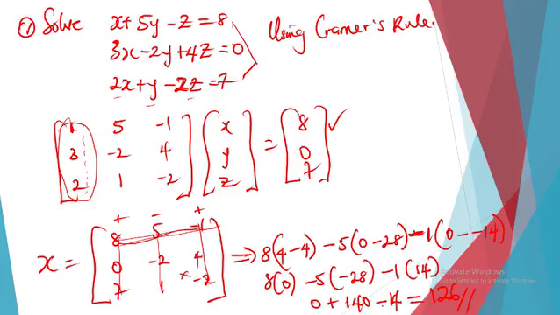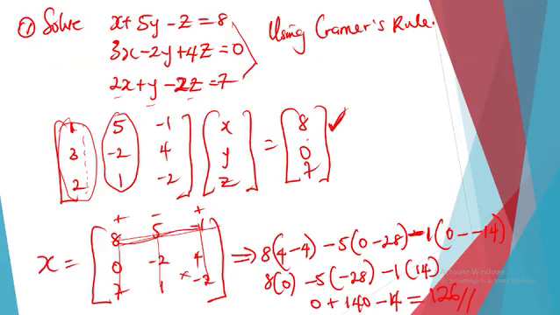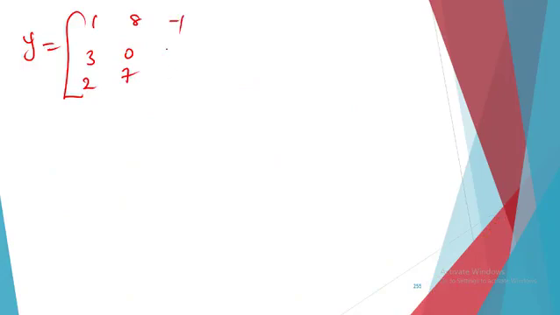So let's form y now. For matrix y means we'll replace the second column by the answer we have here on the right hand side. So therefore we have 1 3 2, then we'll replace it with what? 807. So we have 807, and then our third column, which is minus 1 4 and minus 2.